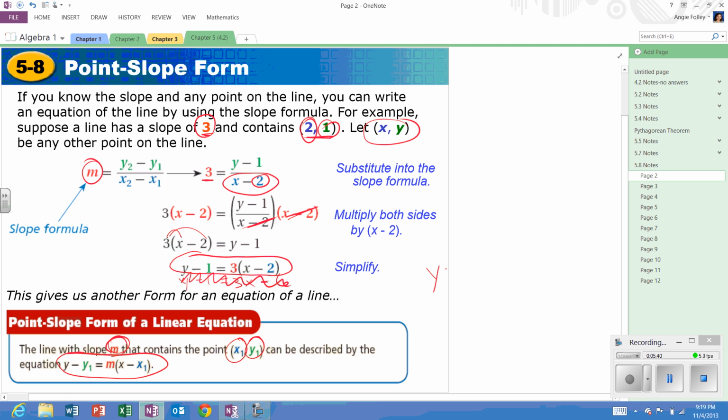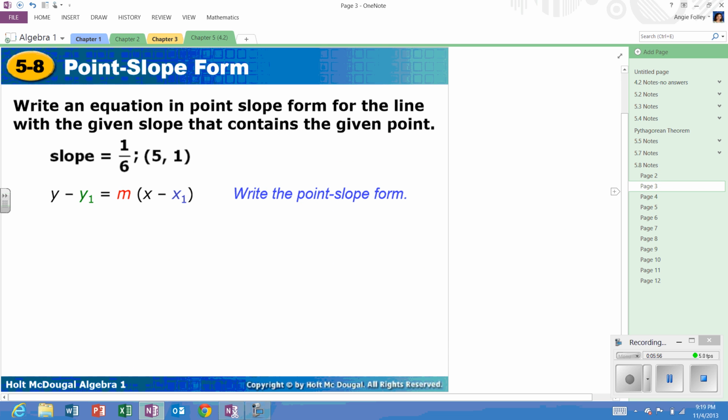That's y equals mx plus b. And the only time you can use this is if you know the actual y-intercept. This other form that we're going to talk about today is more helpful if you don't know the y-intercept, but you know another point on the line. Okay, so here's how it works.